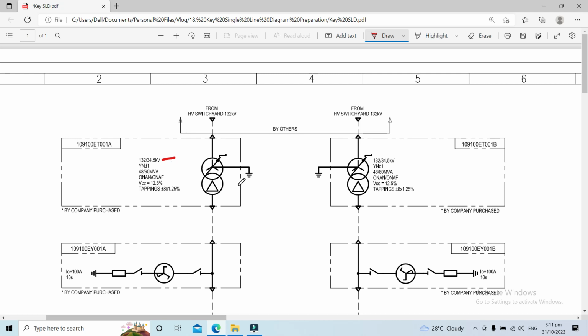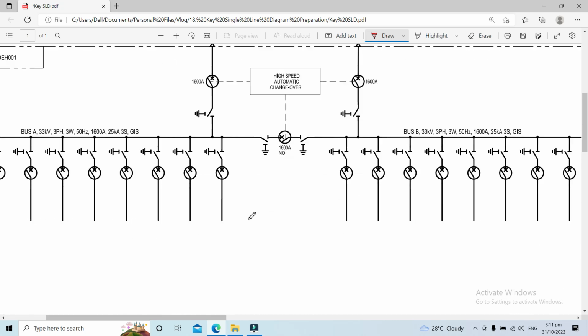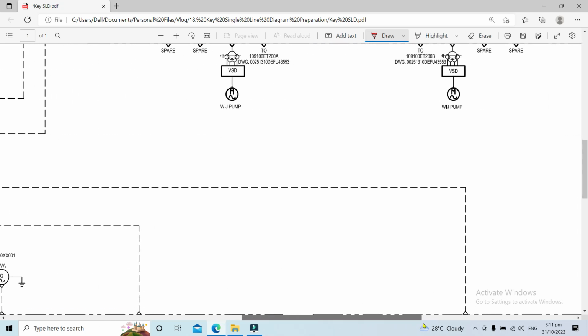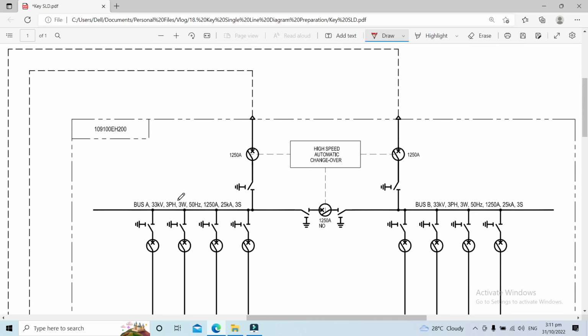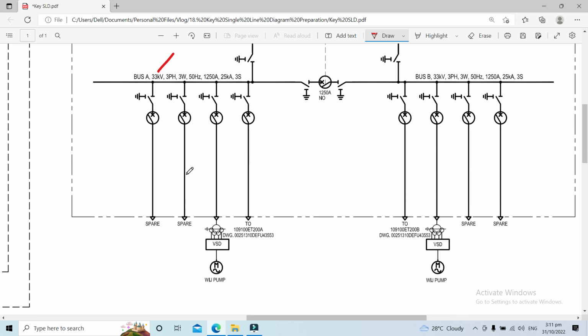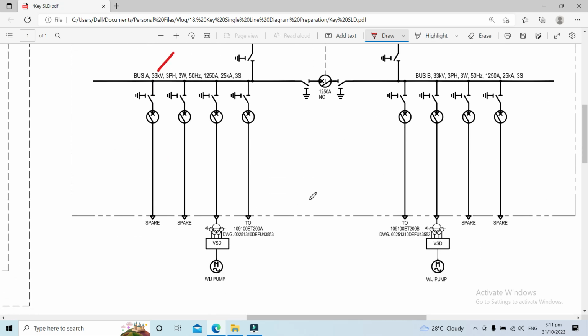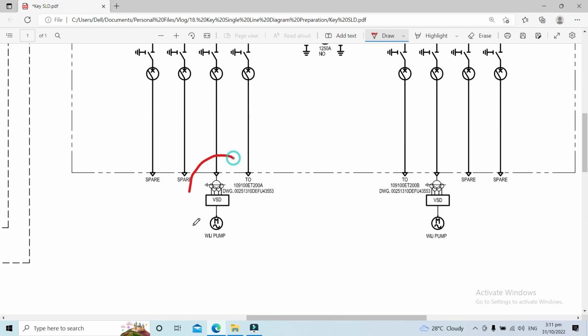So why do we propose delta instead of the normal Y connection in the secondary side of the transformer? Let's bring this one down. Here in one of our 33 kV switchgear, this is 33 kV, we have this one and this one.